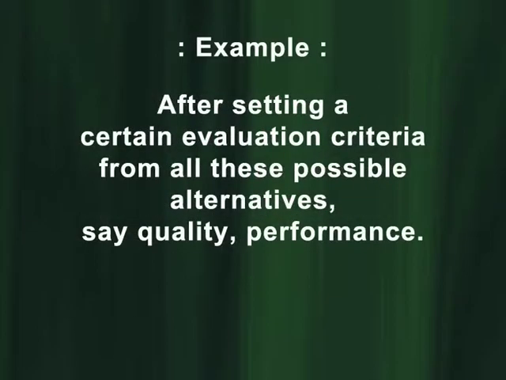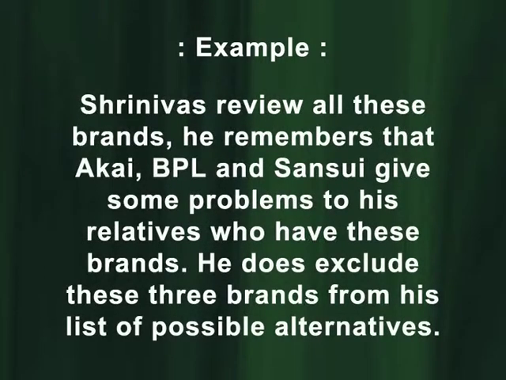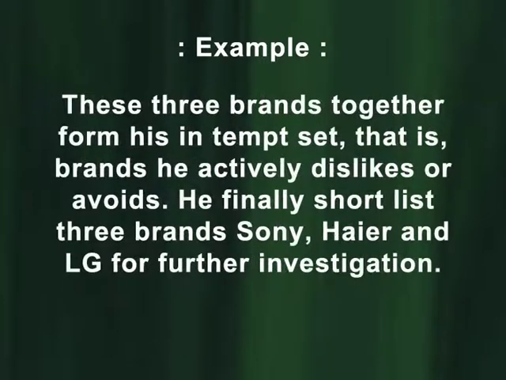After setting certain evaluation criteria from all these possible alternatives, say quality and performance, Srinivas reviews all these brands. He remembers that Akai, BPL and Sansui gave some problems to his relatives who have these brands. He thus excludes these 3 brands from his list of possible alternatives. These 3 brands together form his in-depth set, that is, brands he actively dislikes or avoids.